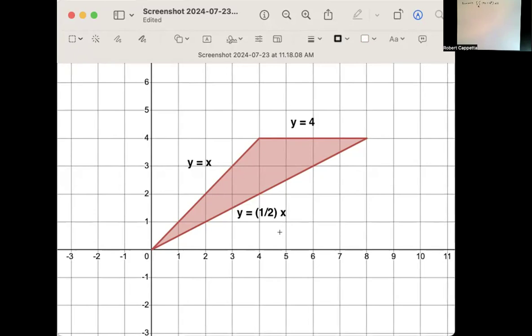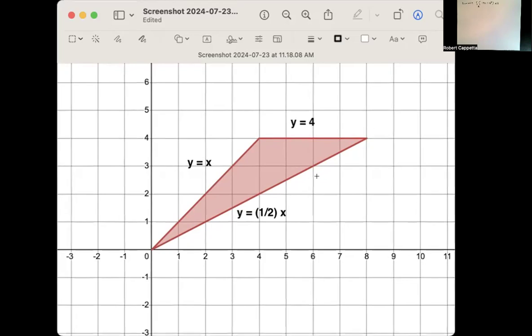So here we go. We have these curves, but I want you to notice that if you go south to north, the southern fence is always y equals a half x, but sometimes the northern fence is y equals x, and sometimes the northern fence is 4. The fact that the northern fence changes tells me that's probably not the way I want to do this.